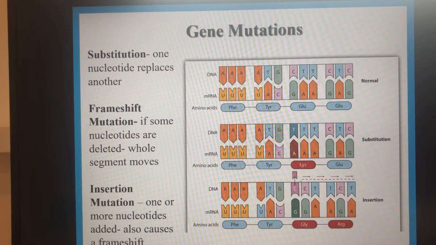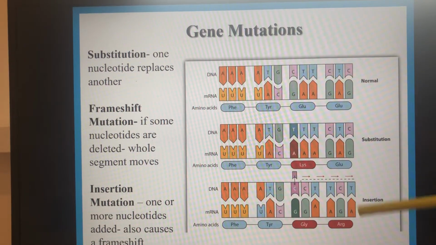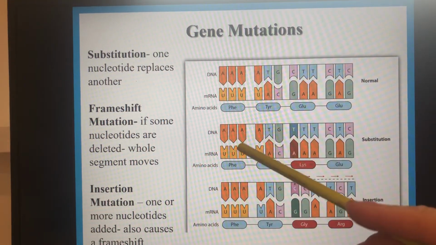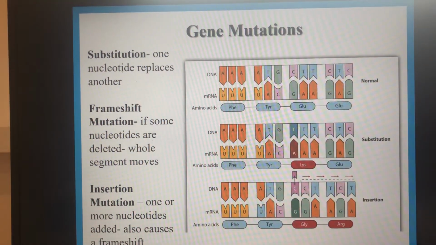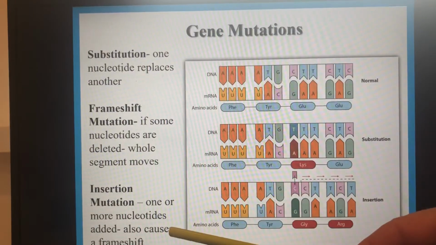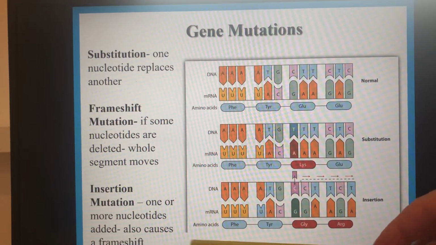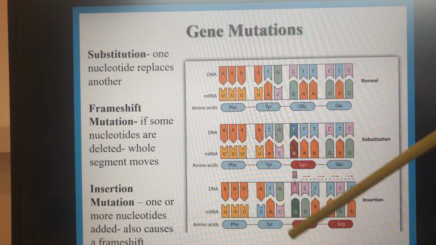Frame shift, I don't have a demonstration here on the PowerPoint, but that's where nucleotides are deleted. Why we call it a frame shift is it means that the entire way that we would read the groups of 3 changes. The problem with the frame shift is it's going to change everything downstream of the frame shift. And so we're going to code for all different amino acids. And this insertion is an example of what would cause a frame shift, because you would add a nucleotide, and it can be one or more nucleotides.